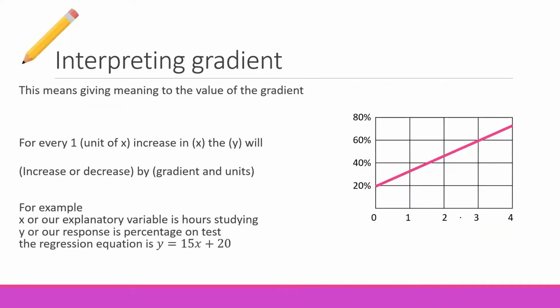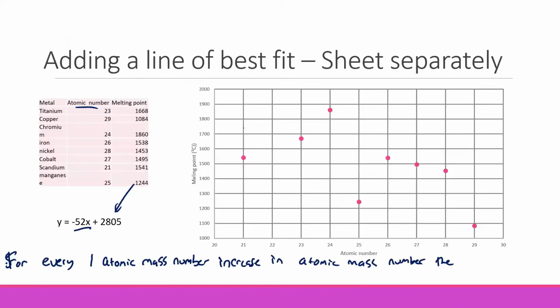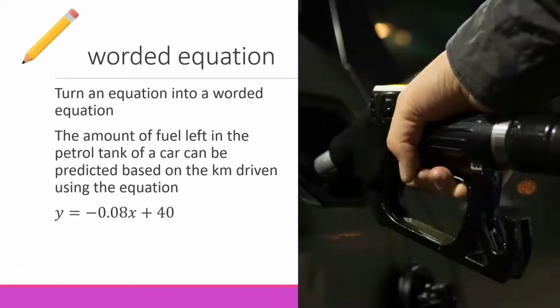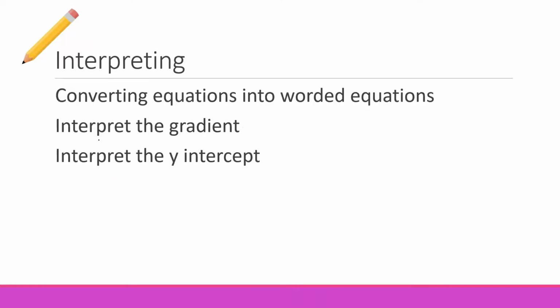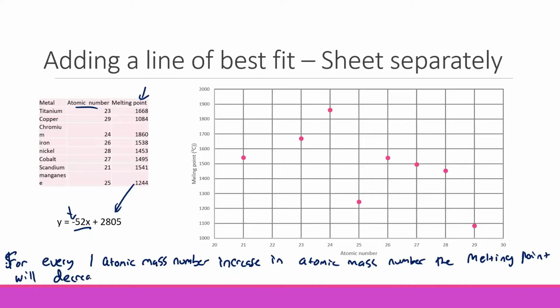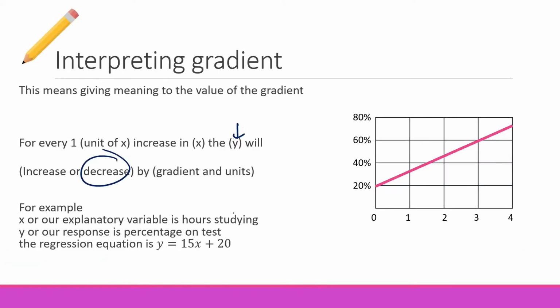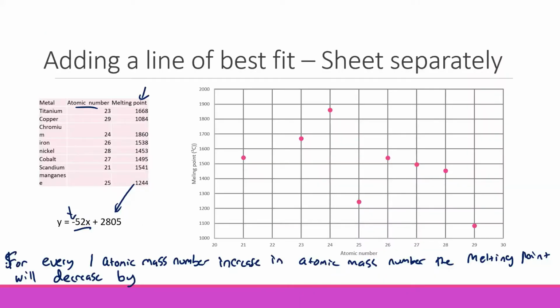okay, what's the next bit? The y. What's y? Y is melting point. The melting point will, okay, it's a negative. So this time, if it's a negative, we're going to say decrease. The melting point will decrease by, okay, by what? By the gradient and units. What's the gradient? By 52. And the units are, well, it's melting points, so it's probably degrees. For every one atomic mass number increase in atomic mass number, the melting point will decrease by 52 degrees.